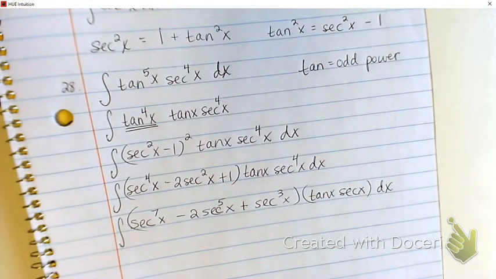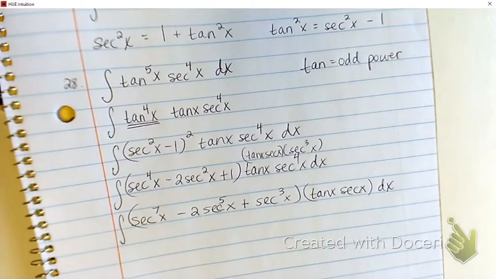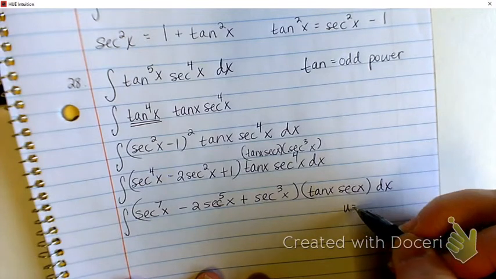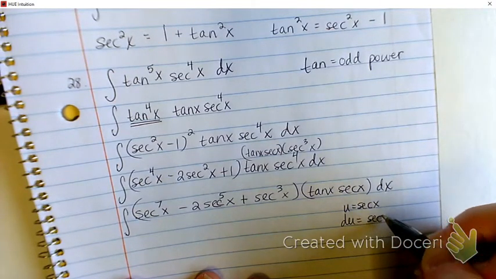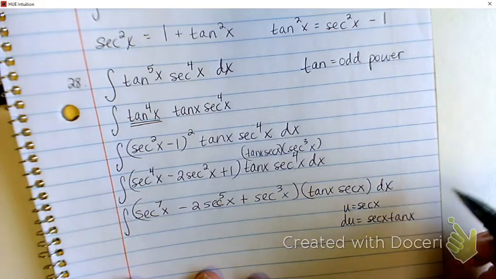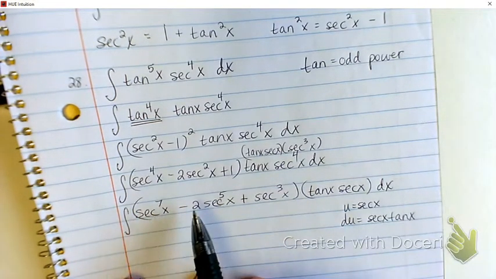Can you explain that one more time? Yep. Okay, so the reason we save that secant tangent now is that we want u to be secant and we want the derivative to be secant tangent. So each of these are u.